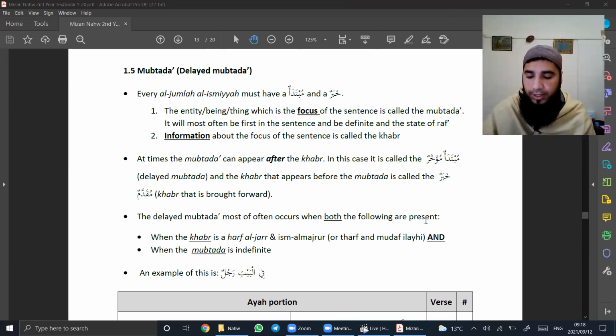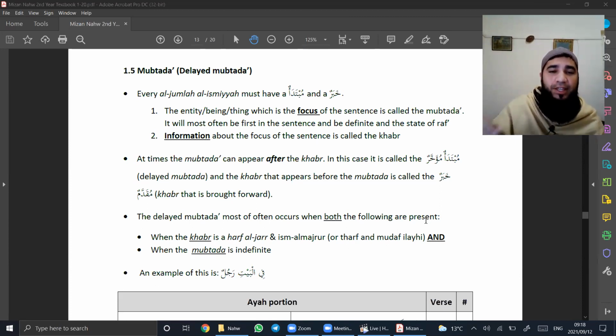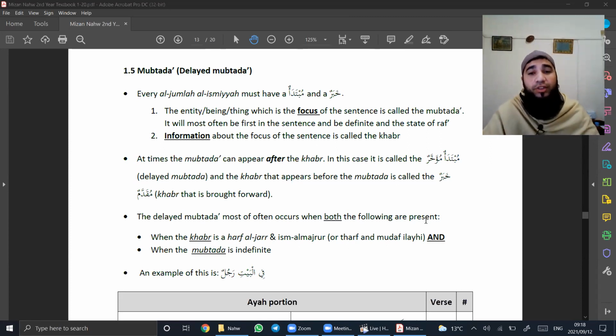beginning of the sentence. So now when we have this concept, it's not going to be as easy as saying the mubtada is the first word in the sentence, rather the mubtada is going to come later in the sentence. There's going to be other words before it in the sentence, right? So let's look at what that looks like.